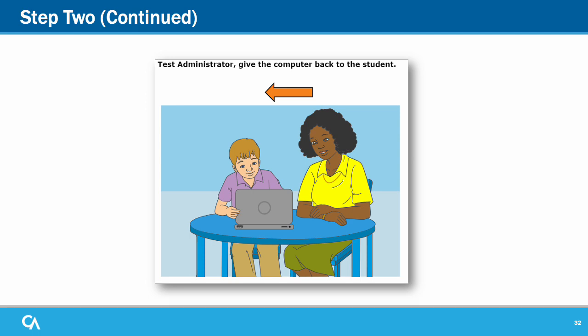This is also the point where the student may work on their own if the TA had previously determined that the student had sufficient technology skills to work independently. If yes, the TA may step away and allow the student to continue working. If not, the TA will stay seated adjacent to the student and assist with technology.